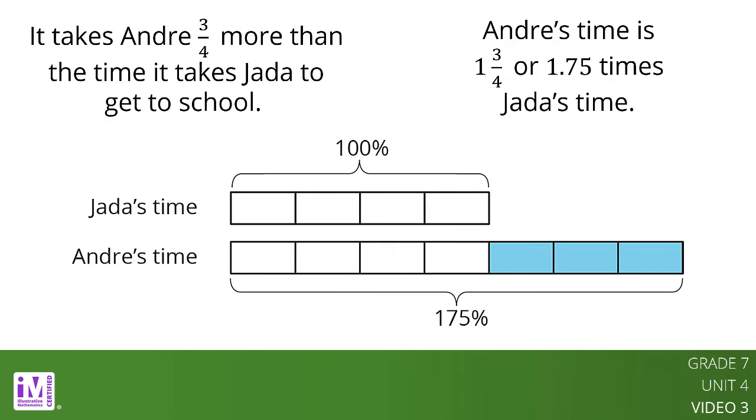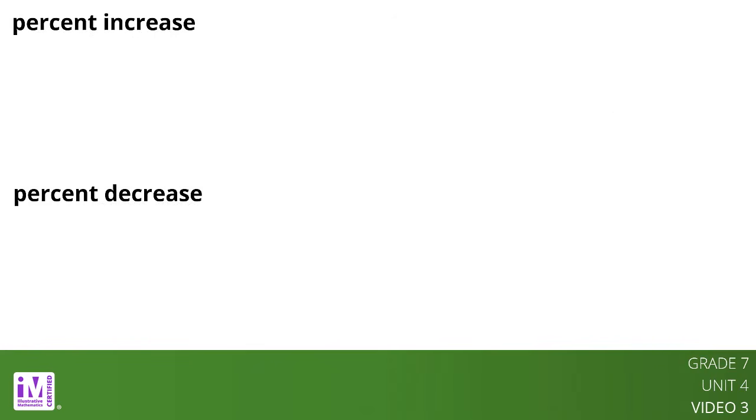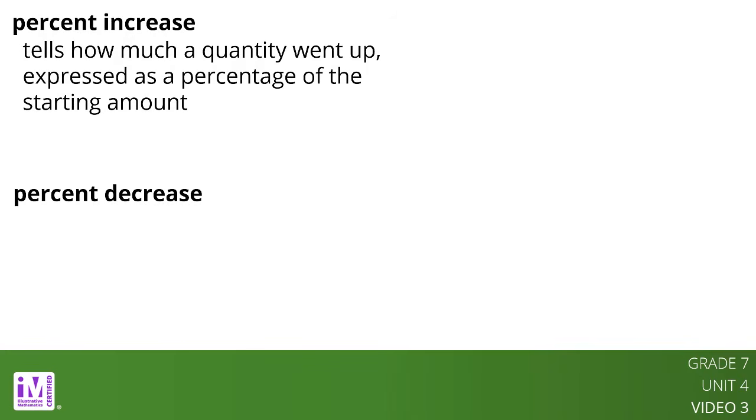In general, the terms percent increase and percent decrease describe an increase or decrease in a quantity as a percentage of the starting amount. Here, the starting amount is the time it takes Jada to get to school. A percentage increase tells how much a quantity went up expressed as a percentage of the starting amount.